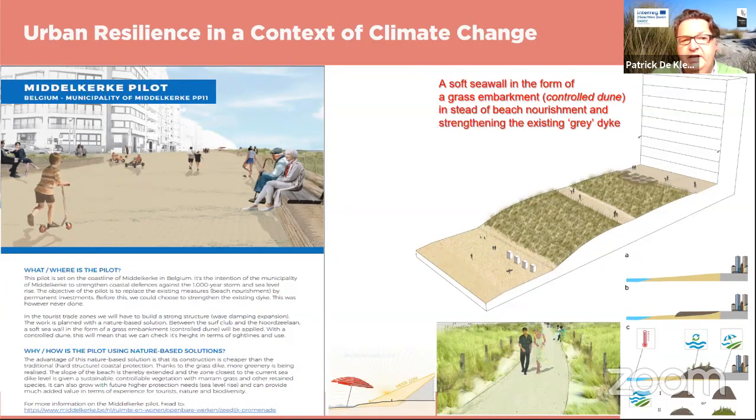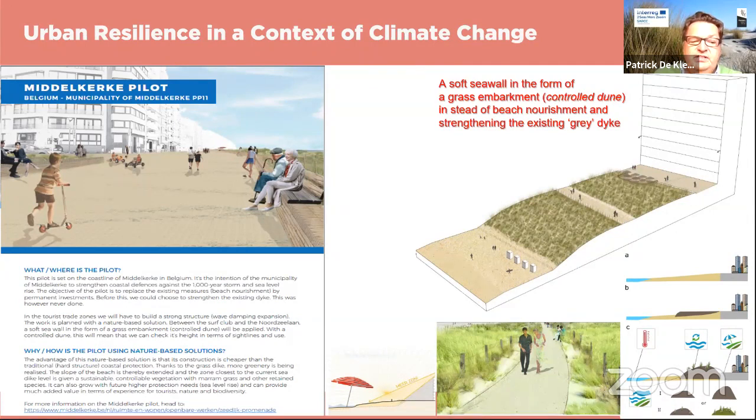This is one of the 10 coastal cities on the Belgian coast, and the Belgian coast is about 67 kilometers long. Now, the city wants to strengthen coastal defenses against the 1,000-year storm surge and sea level rise. The objective of the pilot is to replace the existing gray measures by permanent nature-based investments.